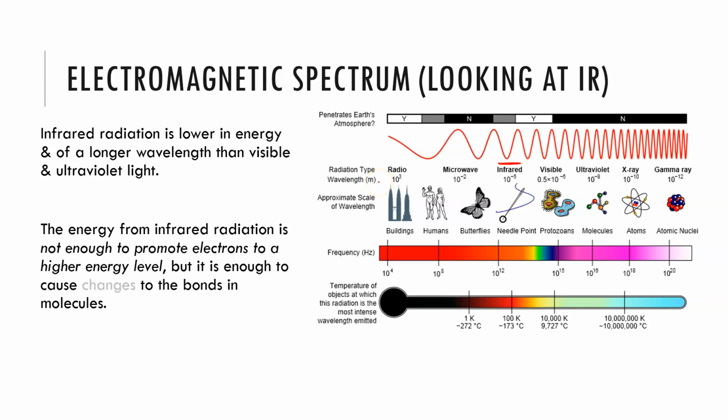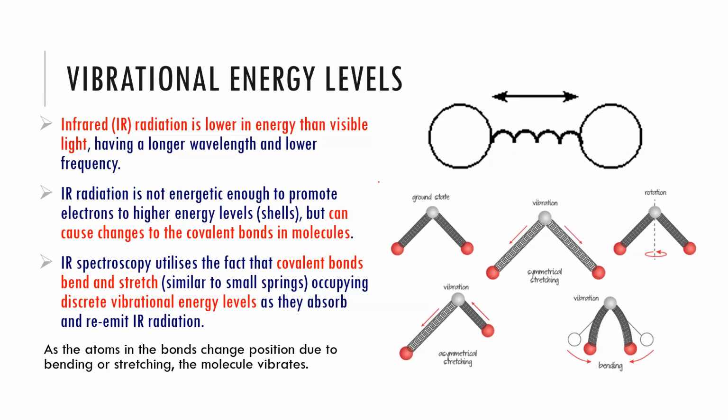And it's important when we talk about what causes the peaks in these spectra that it is changes in the vibrational modes. So we have a number of vibrational modes or energy levels within molecules. Essentially, this treats bonds like two atoms being joined by a spring. And if you do physics, then you know about Hooke's law. But essentially, IR radiation being lower energy than visible light, has a longer wavelength and lower frequency. It's not energetic enough to promote electrons, but it can cause changes in the covalent bonds.